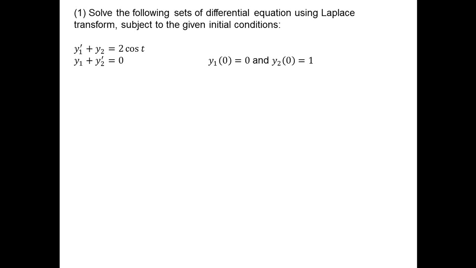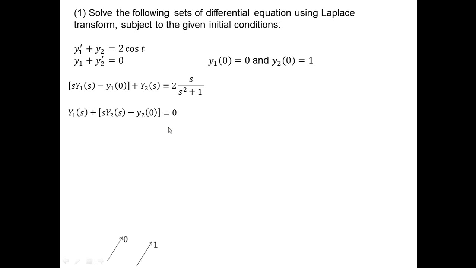If I take the Laplace transform of the first differential equation, I have s Y1(s) minus y1(0), which is the initial condition of the function y1(t), plus Y2(s) equal to 2s over s squared plus 1. S over s squared plus 1, in fact, is the Laplace transform of cosine t according to the Laplace transform table. And for the second one, I have Y1(s) plus s Y2(s) minus y2(0), which is the initial condition of the function y2(t), equal to 0. If I apply the initial conditions to the system, I have y1(0) equal to 0 and y2(0) equal to 1.